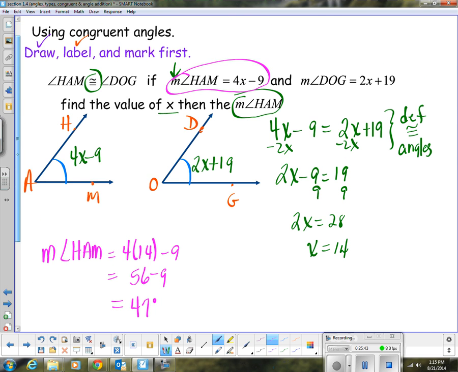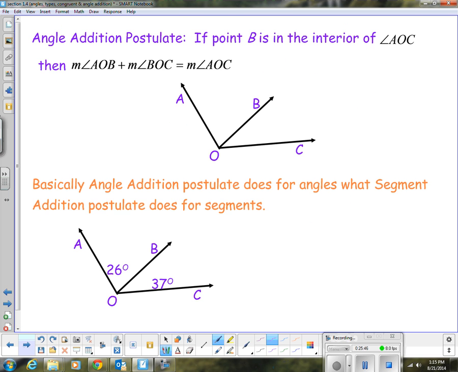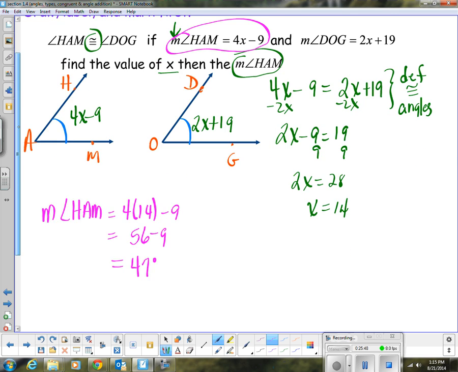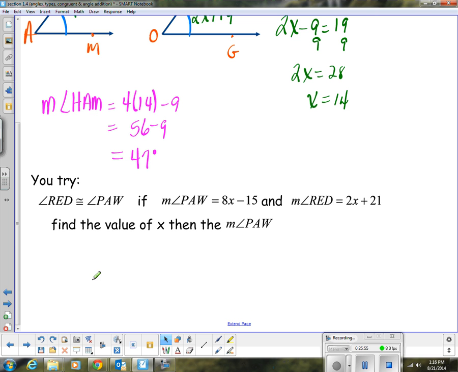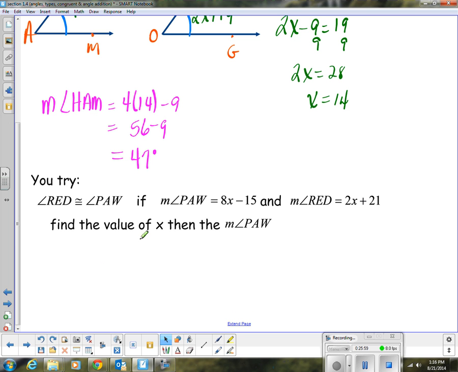So now we're ready for a You Try. And you see, because we've already done congruent segments and all this algebra with segments, it makes this part a whole lot easier. So I need you to draw, and in case you forget, always, always, always draw, label, mark. You're going to draw, then you're going to label, then you're going to mark. And from there, you can complete it. That is the end of this lesson.